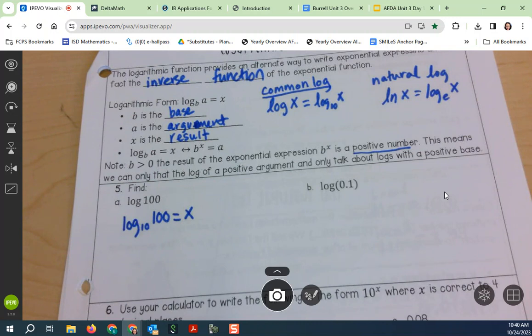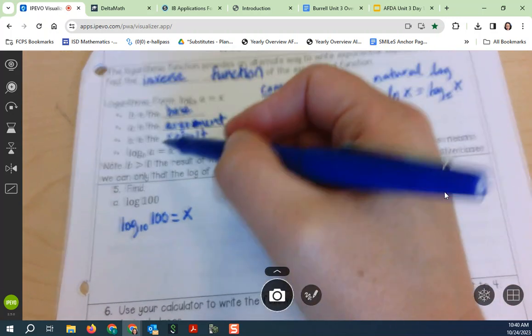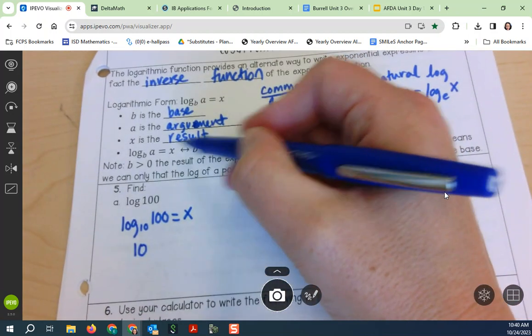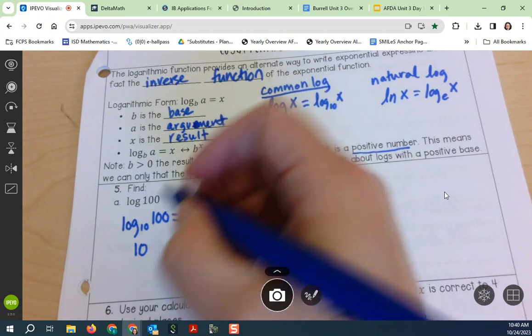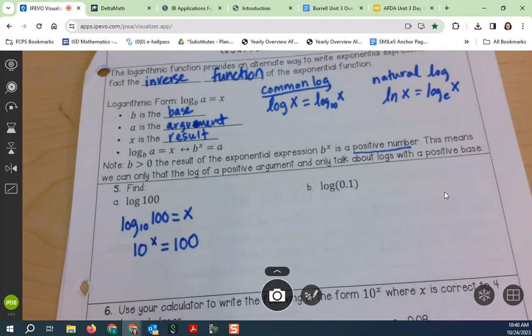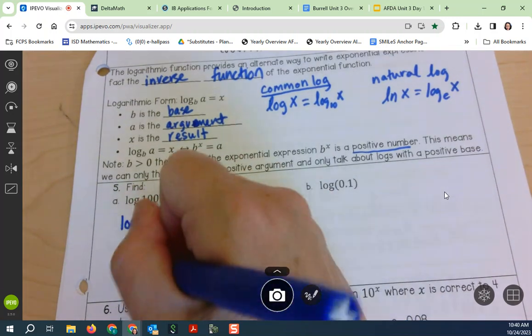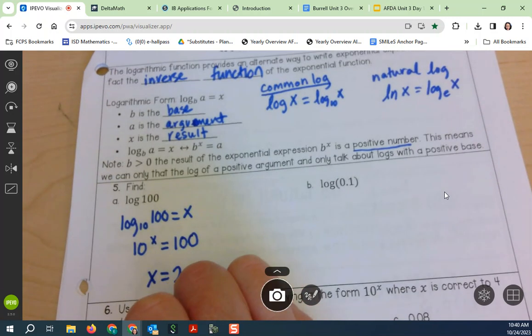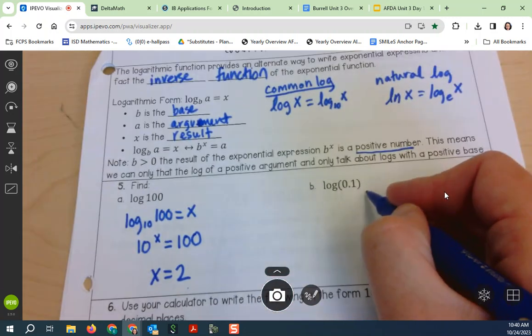Why is it 2? Right, because 10 to the second power, which is 10 times 10, equals 100. So when we rewrite this as an exponential, the base is 10. You write that first. The exponent is the result over here, so that would be x, and it equals 100. So the question is 10 to what power equals 100? And again, it's 2, so the answer to log base 10 of 100 equals x is 2. I want you to try part B here using the same method.